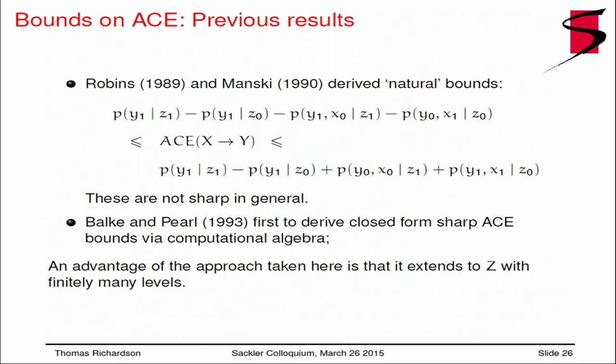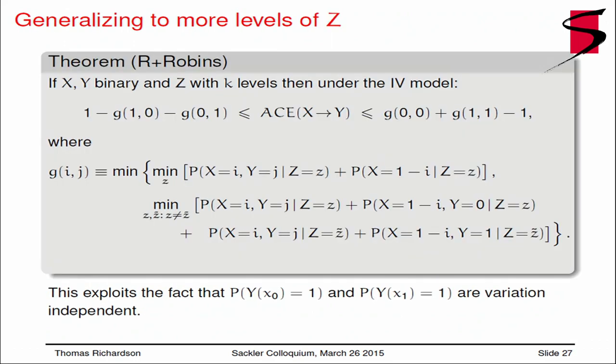An advantage of the way that we're attacking the problem is that the way I presented it to you, it wouldn't matter how many Z arms I have. As long as X and Y are both binary, I can put them all together, and we get this expression that gives us the bounds. So this works for a setting where Z has many levels, and X and Y are both binary. This result uses the fact that the margin distributions under placebo and treatment are variation independent.